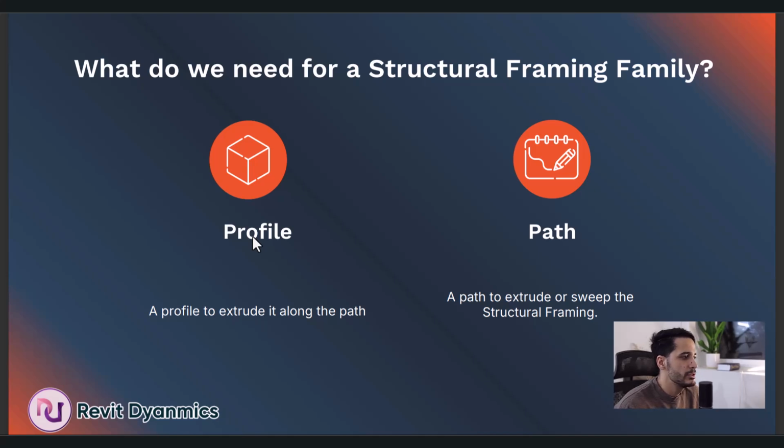For example, in this video we want to create an I-shape structural framing, and our profile is an I-shape structural framing profile. And a path. A path is a path to extrude or sweep the structural framing. For a structural framing family, we can use extrusion or a sweep path for creating a structural framing, but we always prefer sweep in a structural framing and in a structural column family.